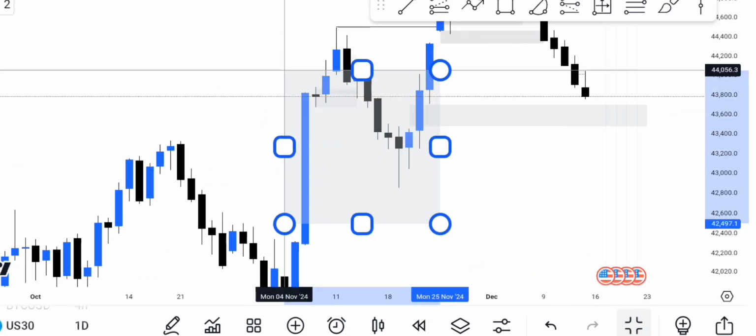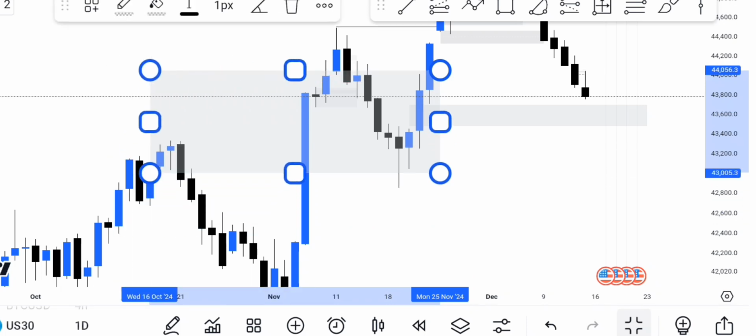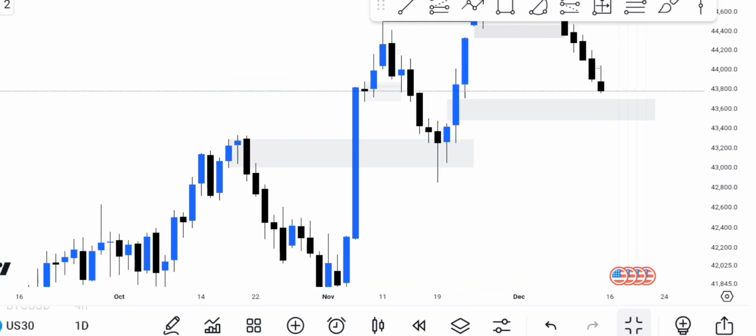On daily we can see this is our big fair value gap, and here is our breaker block, and price tapped this.